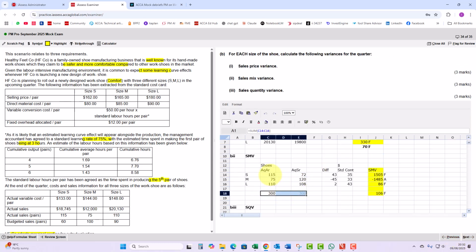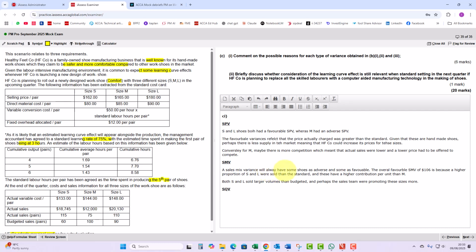So if one of these is higher in actuals than in standard, then somewhere else there must be offset and another one must be lower. So a sales mix variance will always have some shoes as adverse and some as favourable. The overall favourable sales mix variance of $106 is because a higher proportion of S and L was sold than the standard, and these have a higher contribution per unit than M.